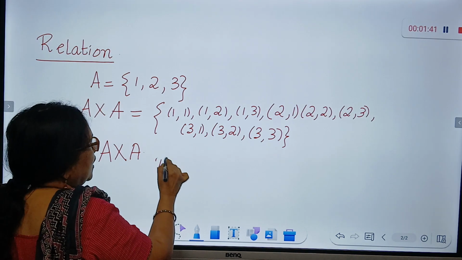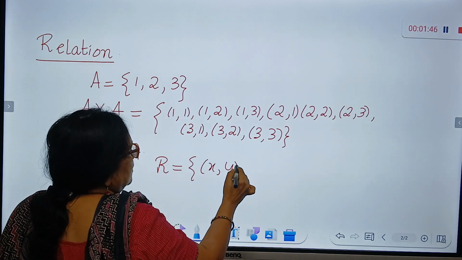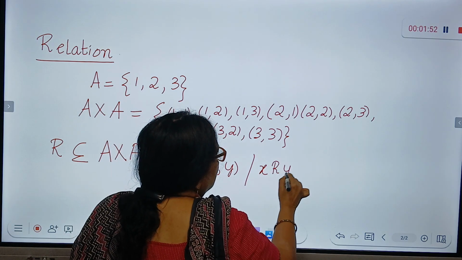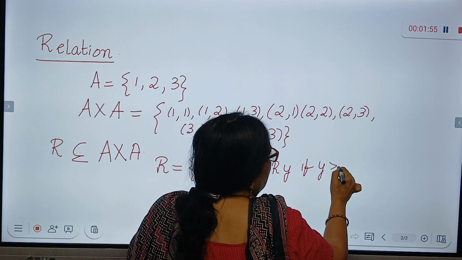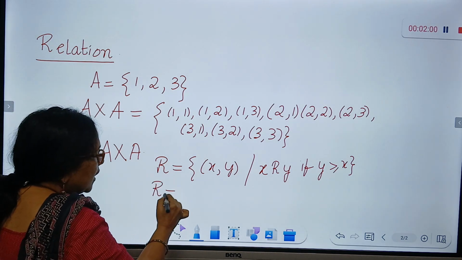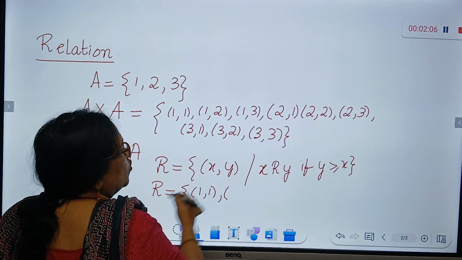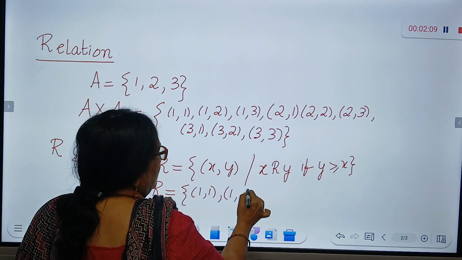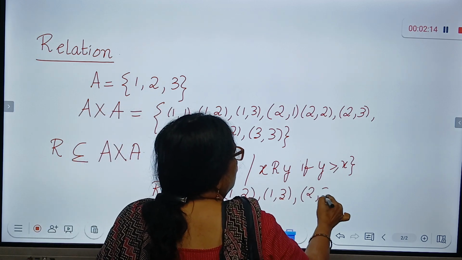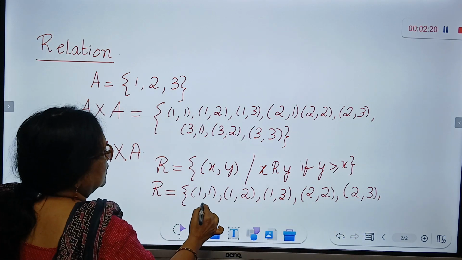Let me define R to be the set of all (x, y) such that x is related to y if y is greater than or equal to x. Now, what will R contain? R will consist of the following elements: (1,1), since y should be greater than or equal to x, (1,2), (1,3), (2,2), (2,3), (3,3).